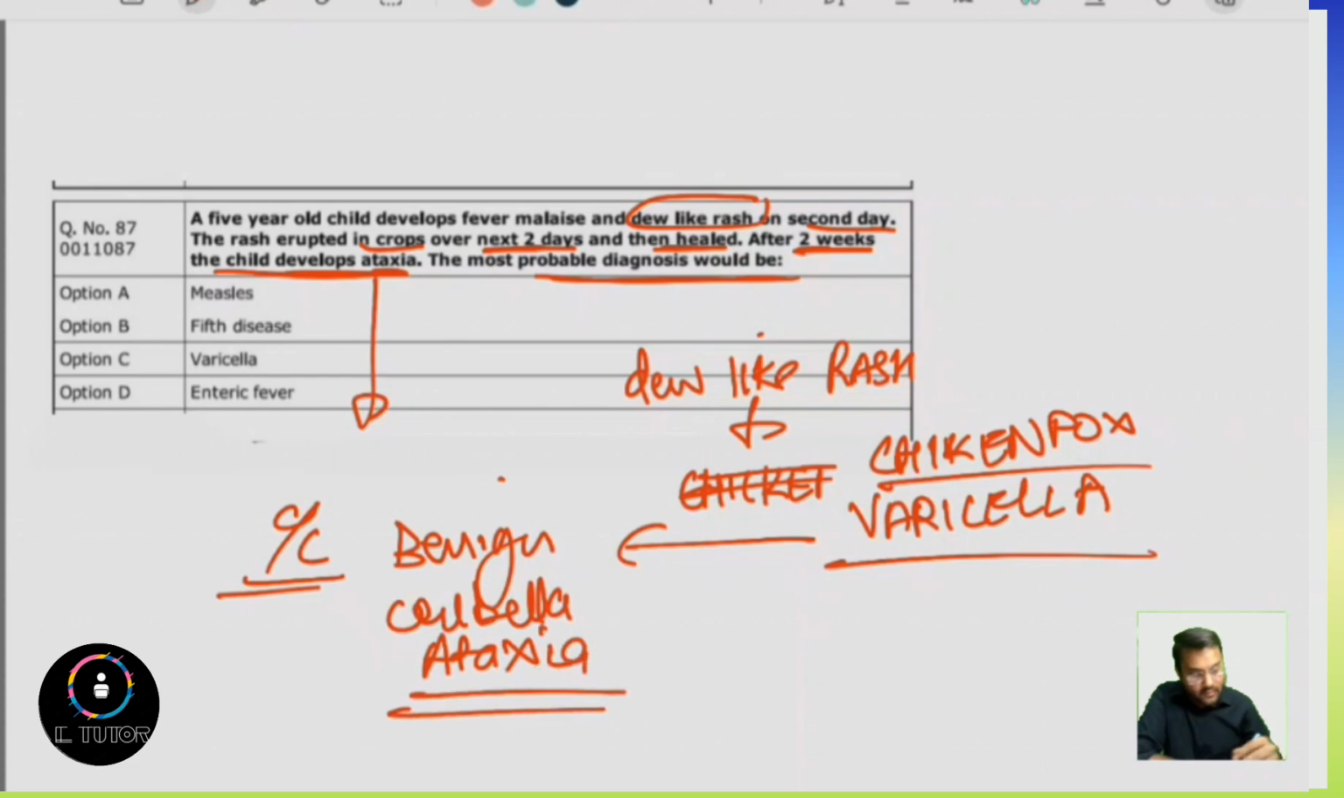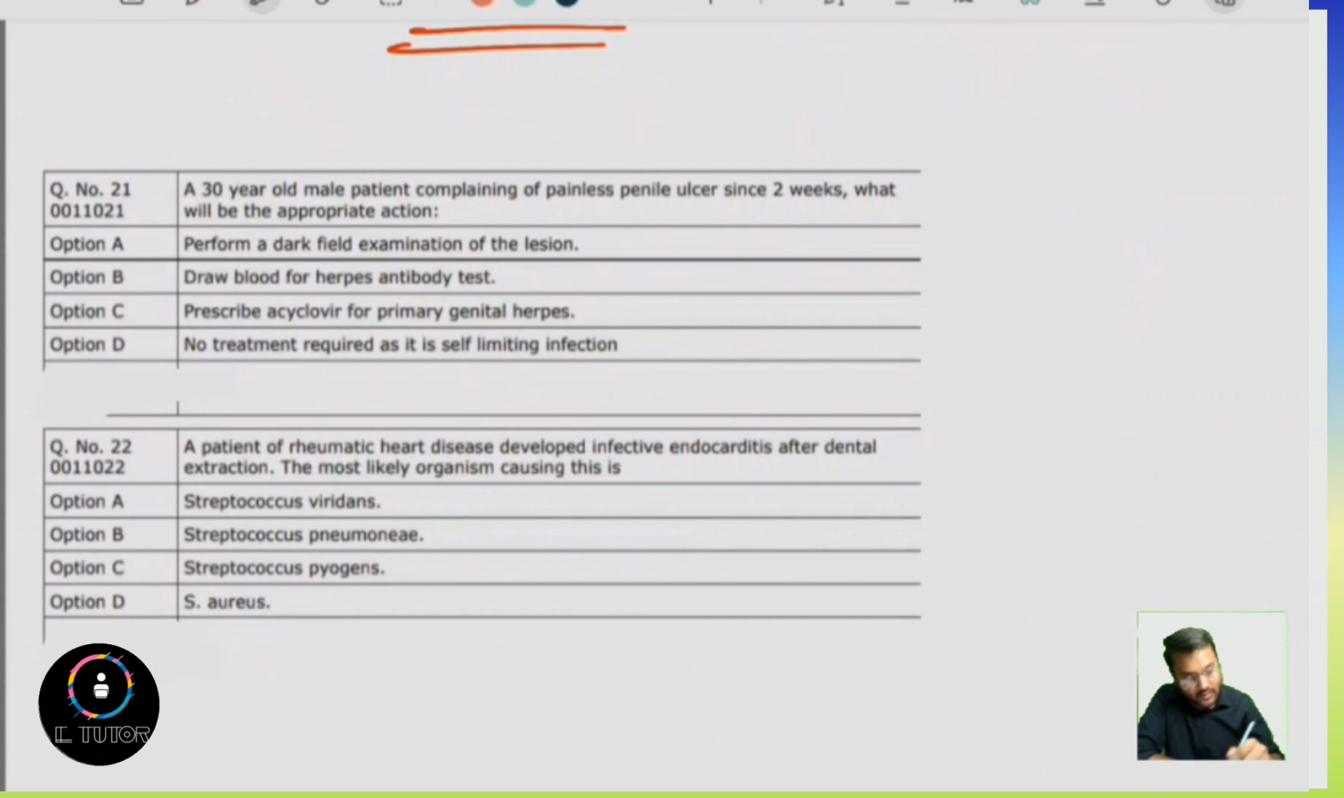So from these hints we can say that the answer here will be varicella, which is chickenpox. A 30-year-old male patient complaining of painless penile ulcer. So painless penile ulcer, and since 2 weeks, what will be the appropriate action?